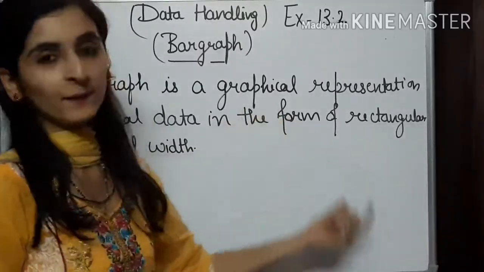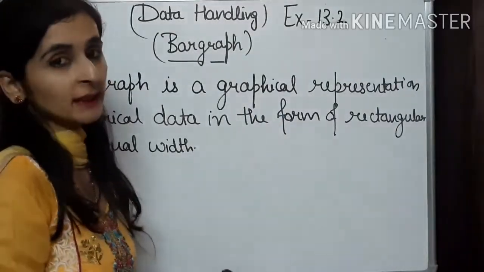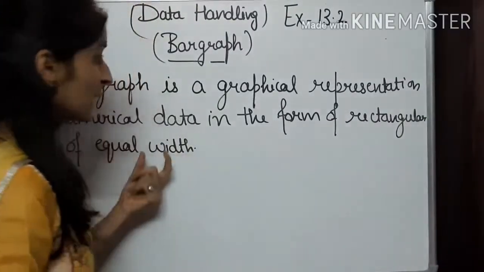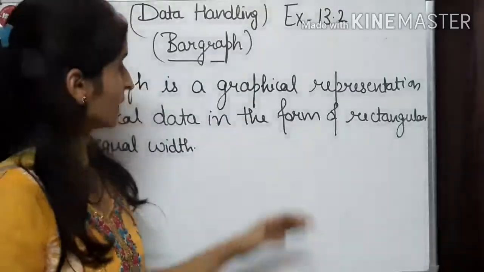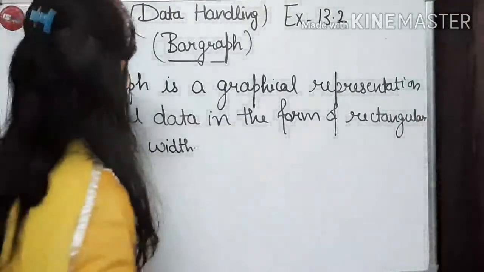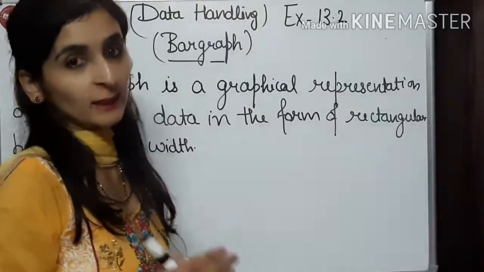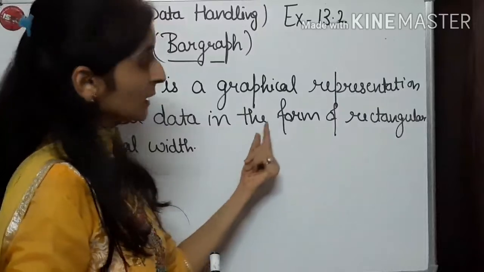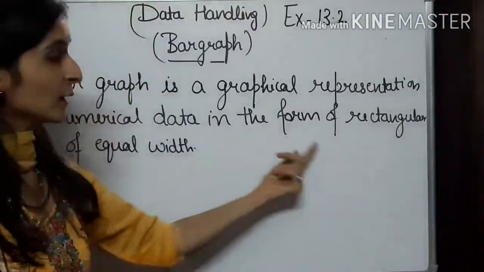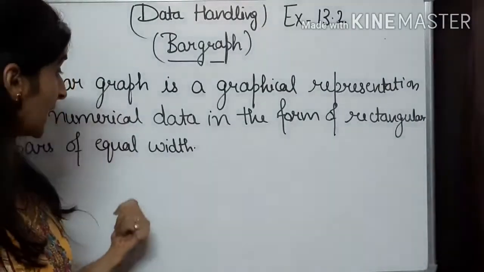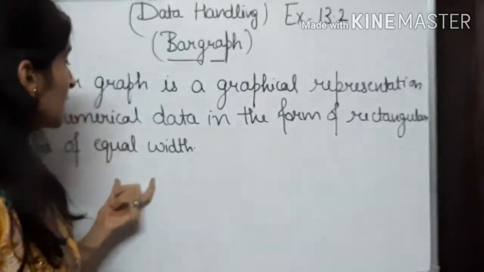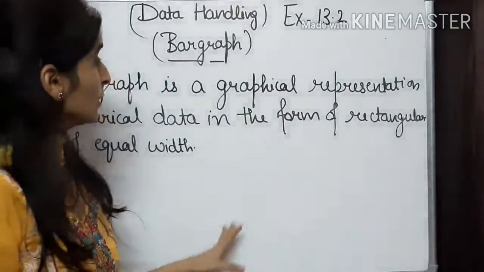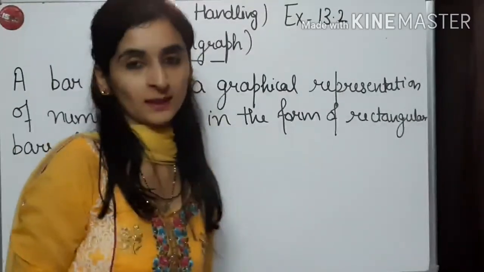So what is a bar graph? It is a graphical representation. Graphical representation means we have to represent the numerical figures, or you can say numerical data, on a graph in the form of rectangular bars. As you all know, in a bar graph we draw bars. So it is a representation of numerical data in the form of rectangular bars, and those rectangular bars should be of equal width, right? So this is about what a bar graph is.